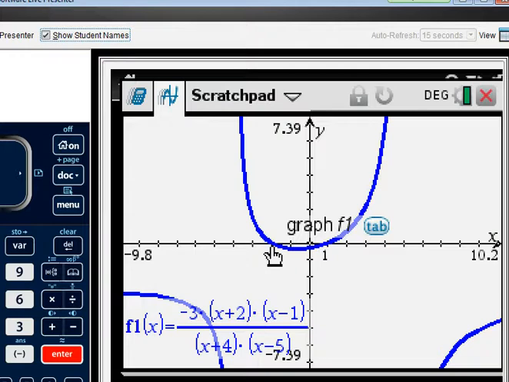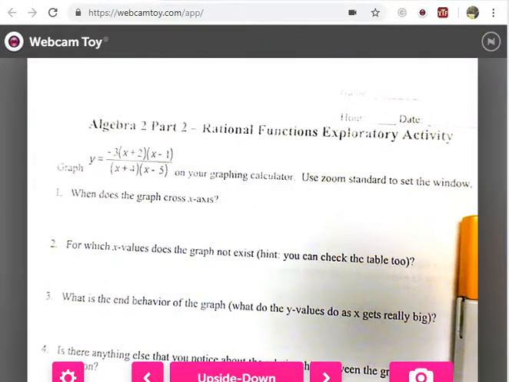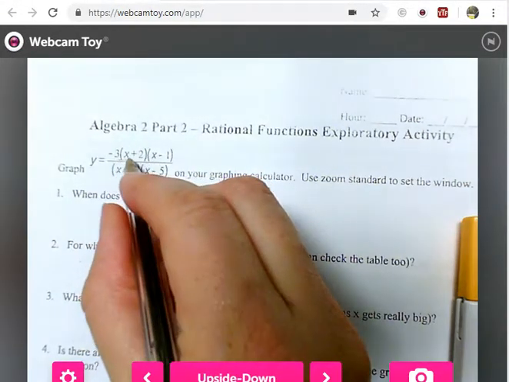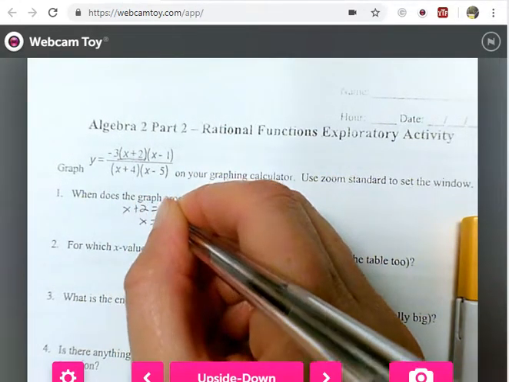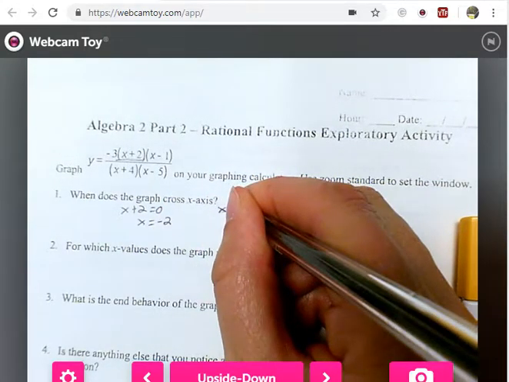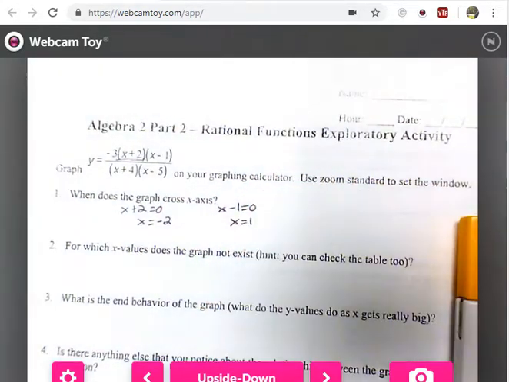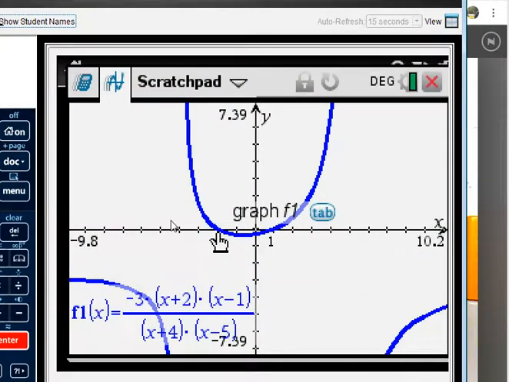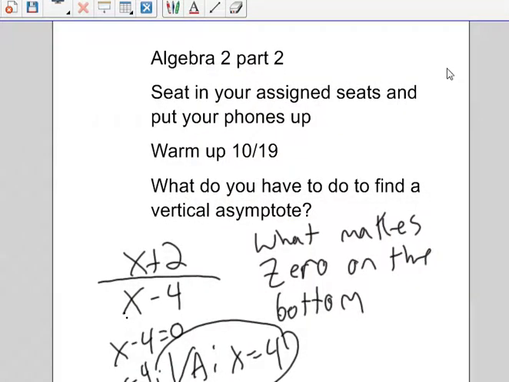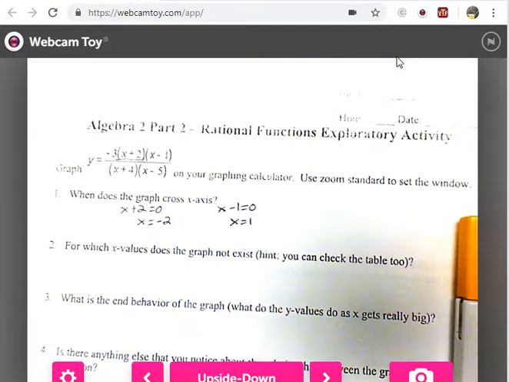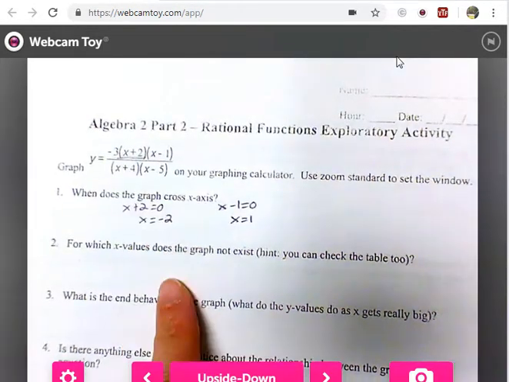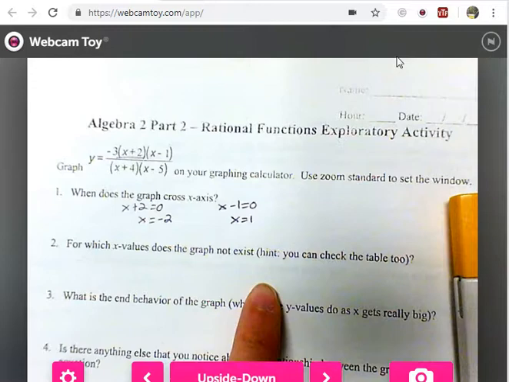Let's switch back to what the equation looks like. x plus 2 equals 0 would mean x equals -2. X minus 1 equals 0 would be x equals 1. Now I'm going to switch back to the graph again. Oh, look, that's where those things are crossing right there. Those are my zeros.